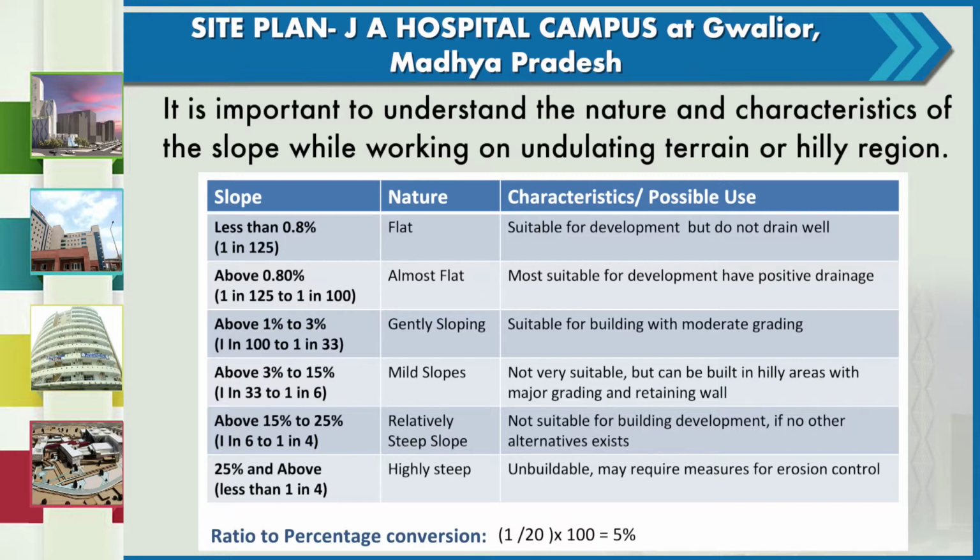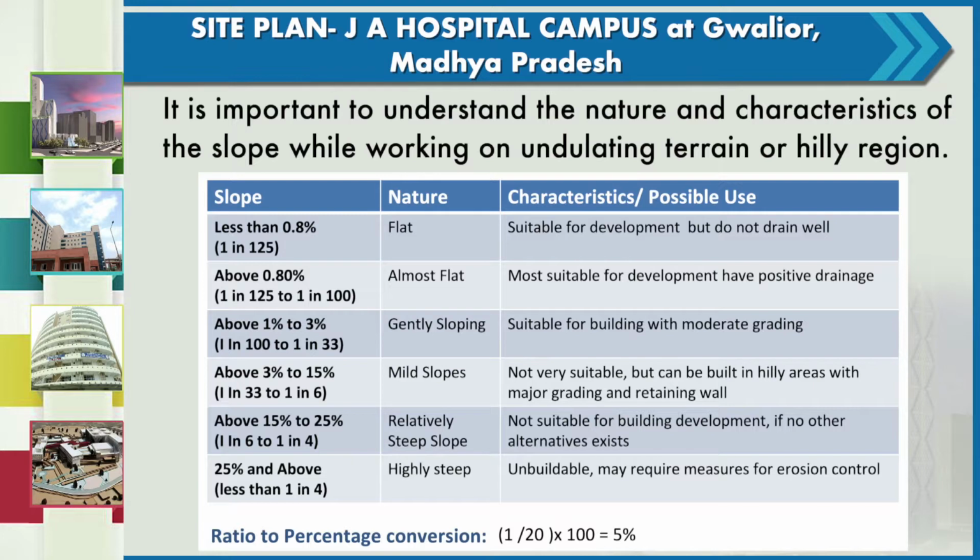Slopes above 0.8%, which is 1 in 125 to 1 in 100. They are almost flat, most suitable for development and have positive drainage. The third category is above 1% to 3%, which is 1 in 100 to 1 in 33. They are considered as gently sloping.